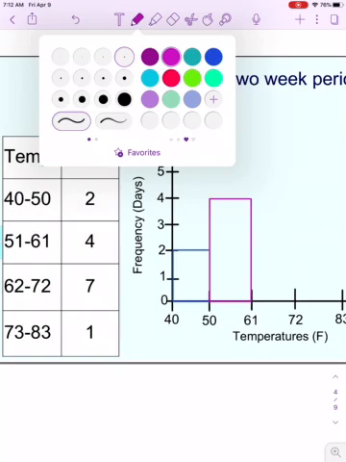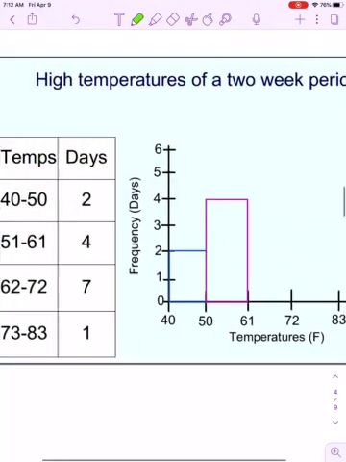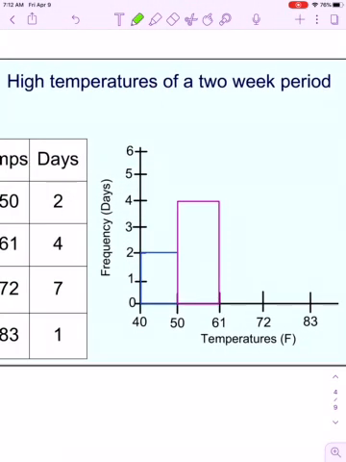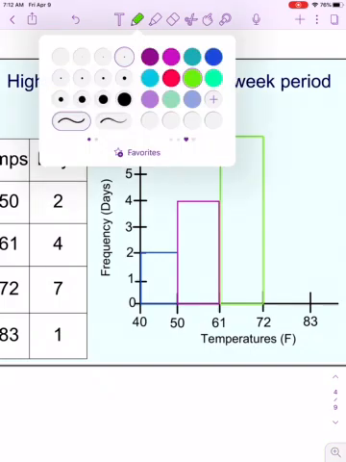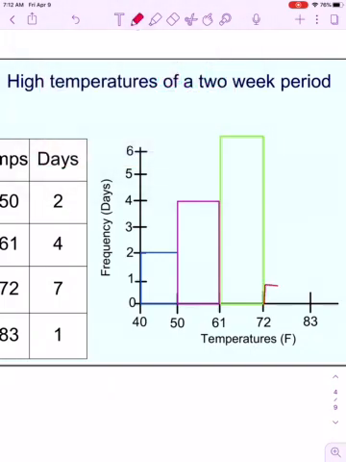And the next one is 7. Oh, the thing only goes up to 6. Oops. So a little over 6. It's going to be 7. And then the last one is only 1, so you just kind of barely go up.